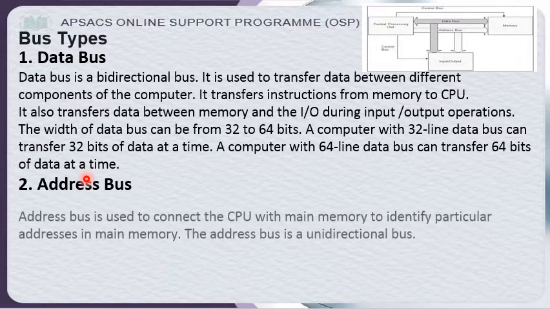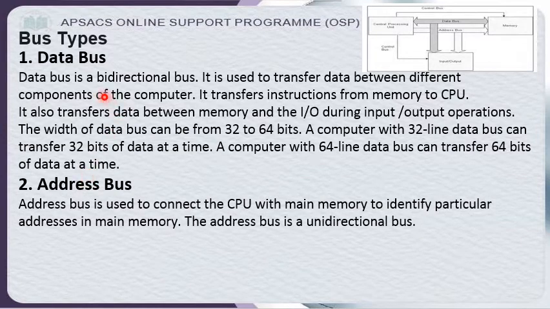The second one is the address bus. I've explained that data buses are bidirectional, meaning the data can move from and to the microprocessor, or from memory to memory, as well as for input output devices. But the address bus is unidirectional. The address bus is used to connect the CPU with main memory to identify a particular address in main memory.